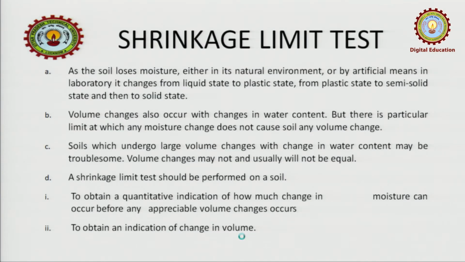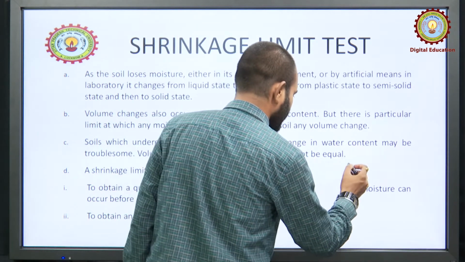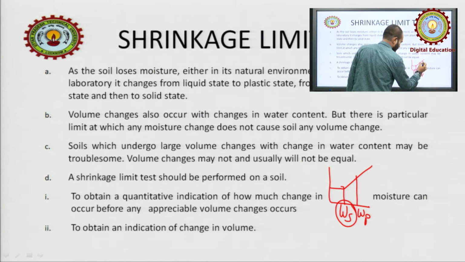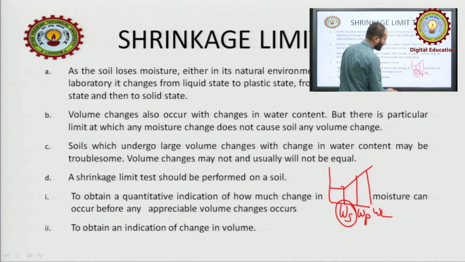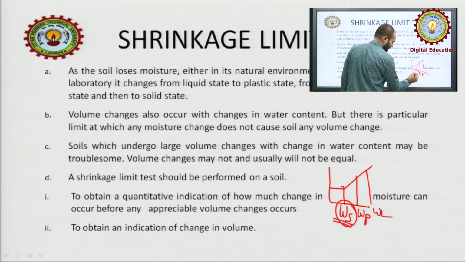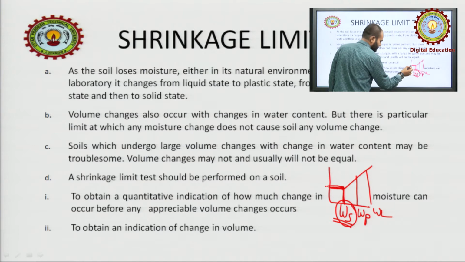Now, let us go to the shrinkage limit test. What is the shrinkage limit test? Yesterday I told you, if you remember, the graph was something like this, and here it was the shrinkage limit, here the plastic limit, and here somewhere the liquid limit. This shrinkage limit we are now going to find out in the lab. Remember that when the shrinkage limit is reached, the volume reduction ceases. It means there is no more volume reduction, it is constant.